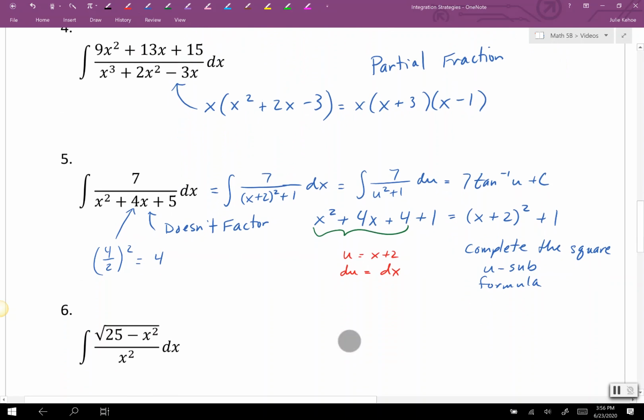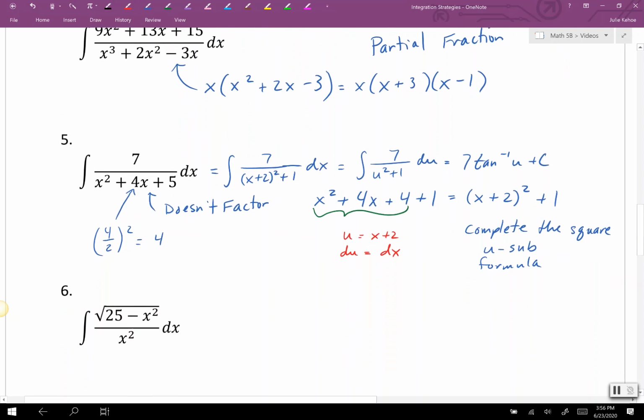Okay, a few more examples to run through here. Okay, this one's got a quadratic. It is factorable, but the quadratic that's factorable is not in the denominator, which tells me not partial fractions. A u substitution is not going to work here because I have x squared in both places, on the top and the bottom.